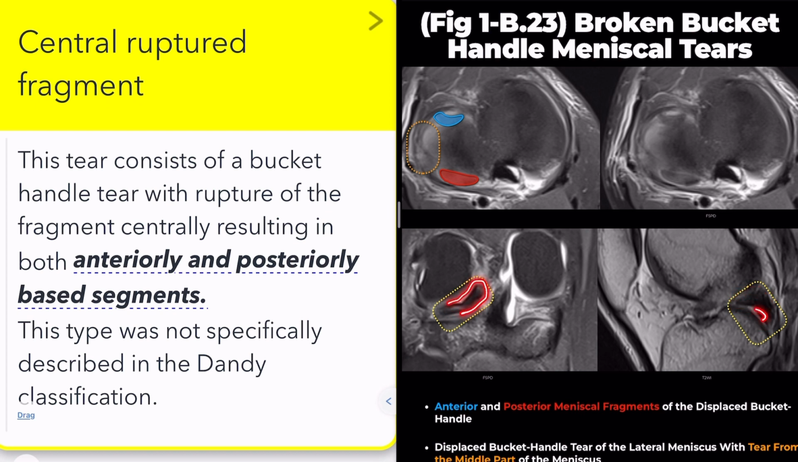If only coronal and sagittal images are reviewed, the displacement into the posterior intercondylar notch may appear as a flap tear. However, upon reviewing axial images, it becomes evident that this is not just a flap tear but a broken bucket handle meniscal tear with additional rupture at the central part.